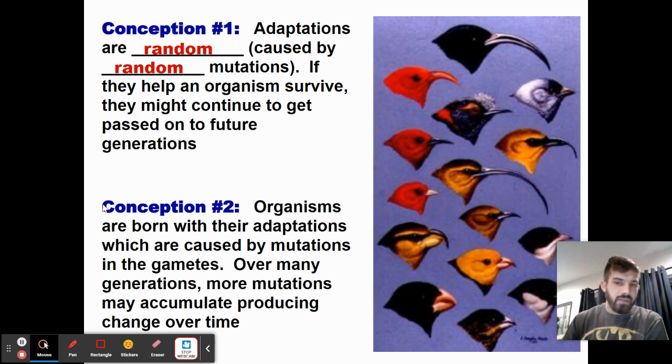Conception number 2. Organisms are born with their adaptations, which are caused by mutations in their gametes. Over many generations, more mutations may accumulate, producing change over time. So what this is saying is that you're not going to change in your own lifetime, but an organism will be born with changes that are different from their parent.